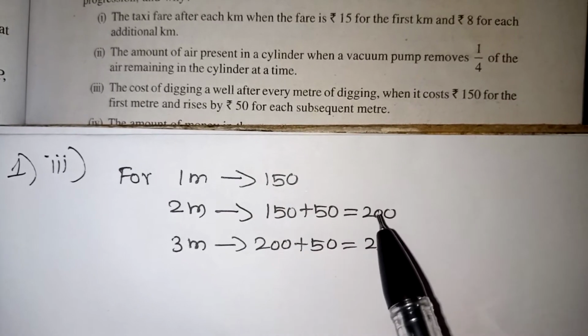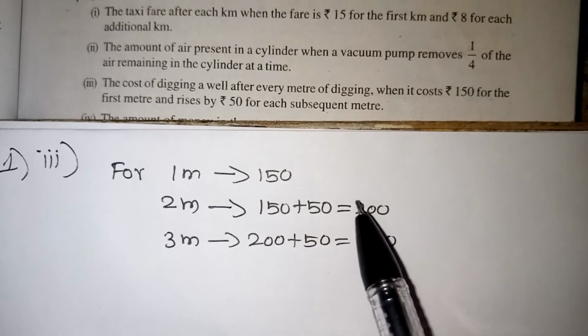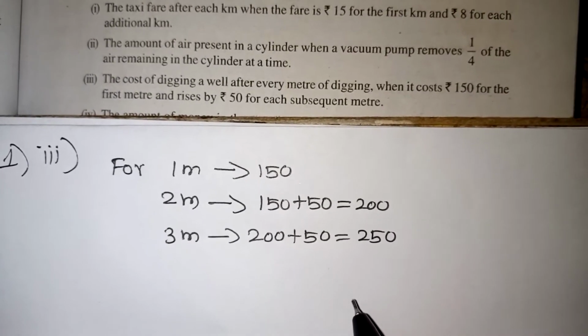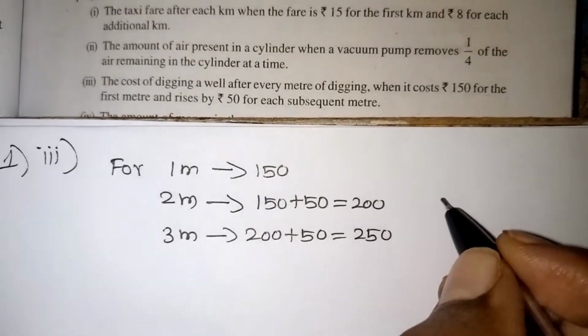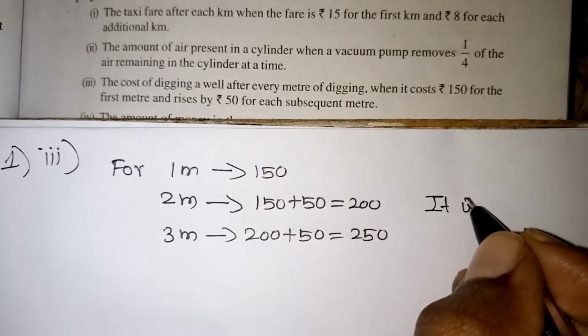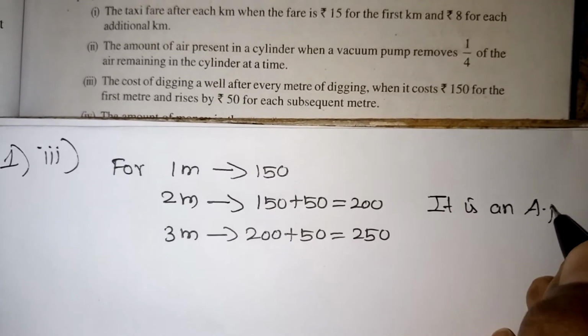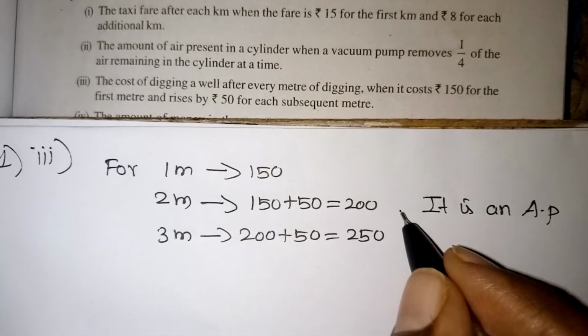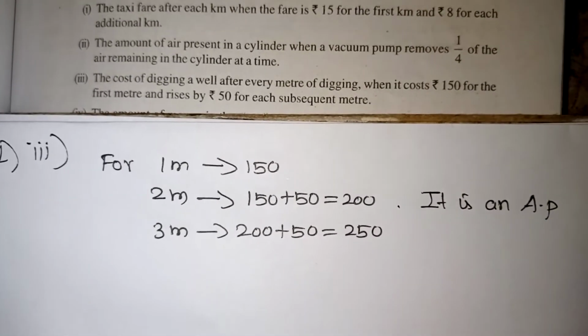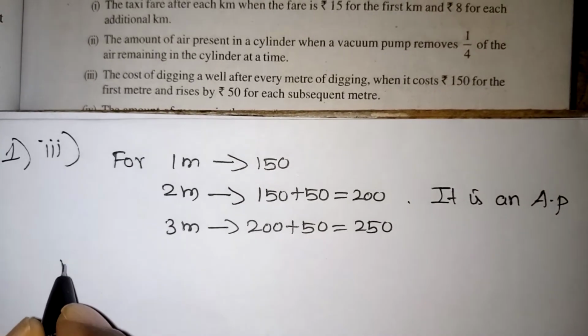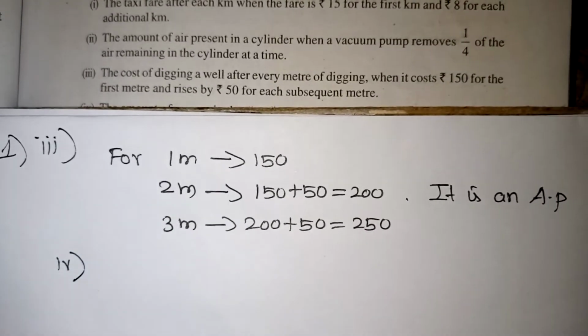Now 150, 200, 250. Look at the differences, only 50 rupees. For each and every subsequent meter only 50 is added. So we can say that it is an AP. The reason is the common difference is the same. The common difference value is 50 rupees. That's why it is an AP. We'll move on to the fourth problem now.